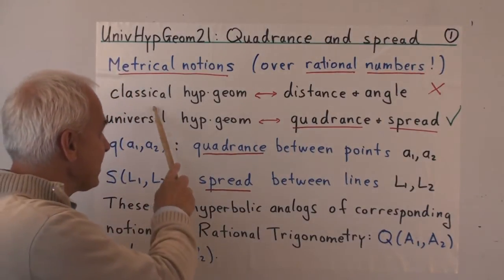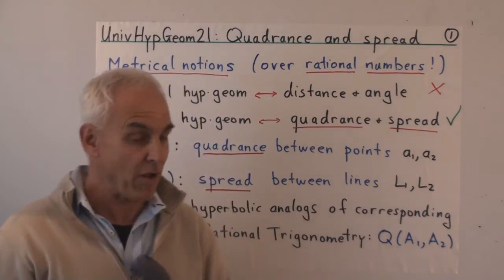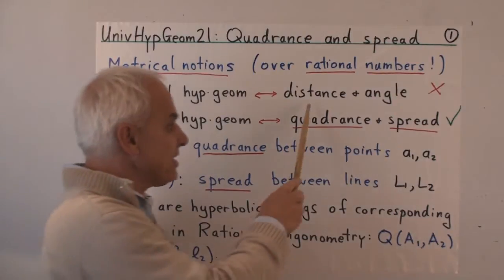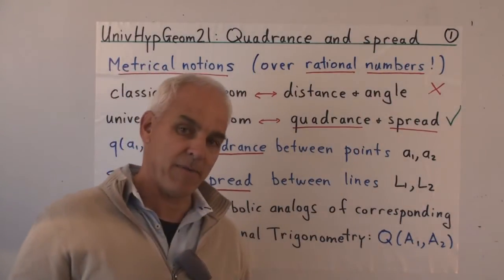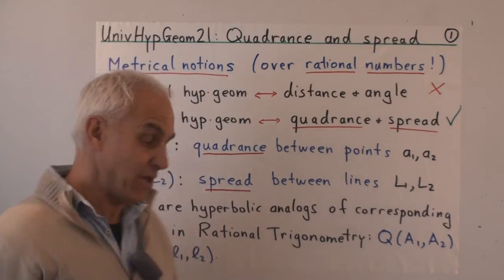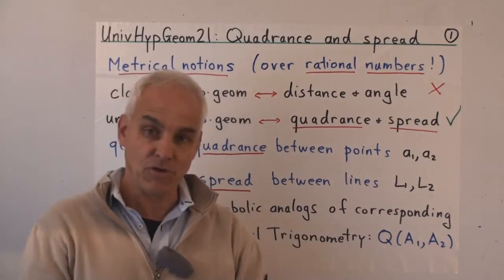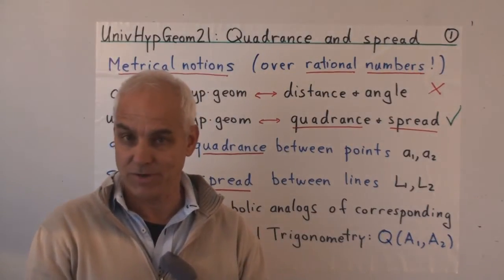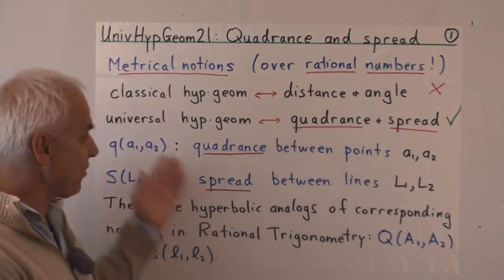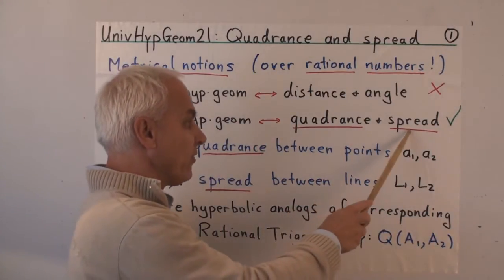So ordinary classical hyperbolic geometry, that's taught in hundreds of universities around the world these days, uses distance and angle as the fundamental measurements. Very unfortunate situation because, as you may know from studying rational trigonometry, distance and angle pretty well doom you to misunderstanding geometry. Rather, what we do in universal hyperbolic geometry is introduce the notions of quadrance and spread.